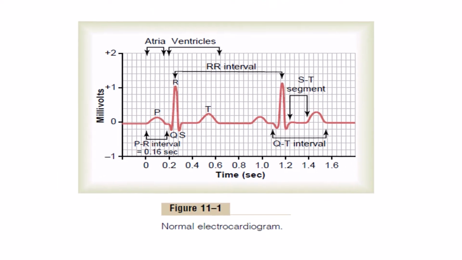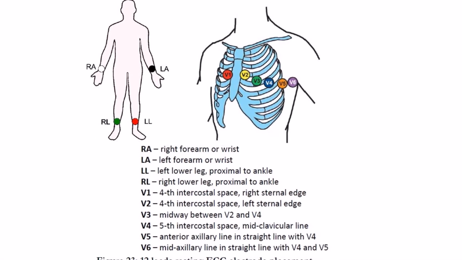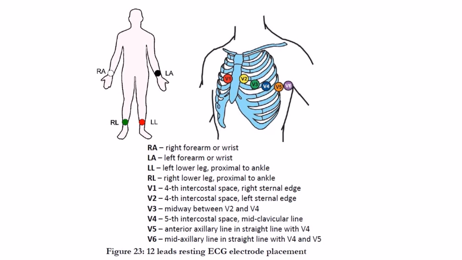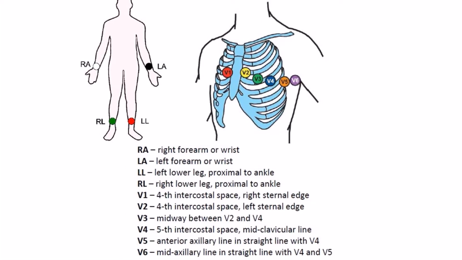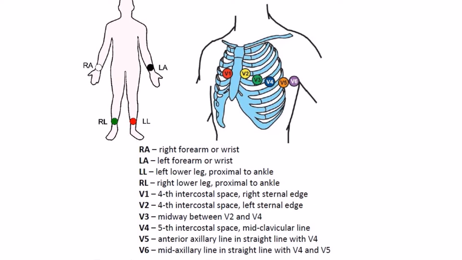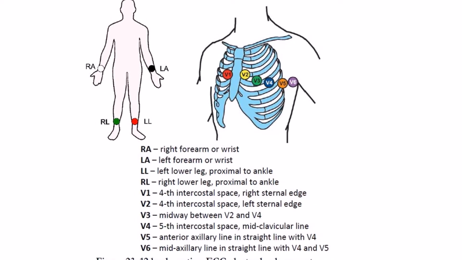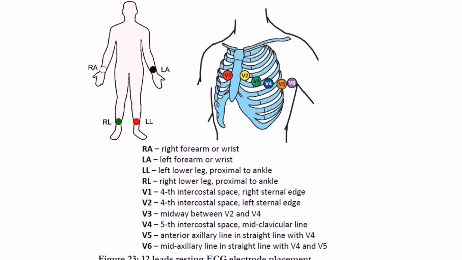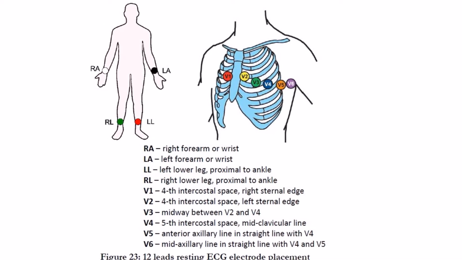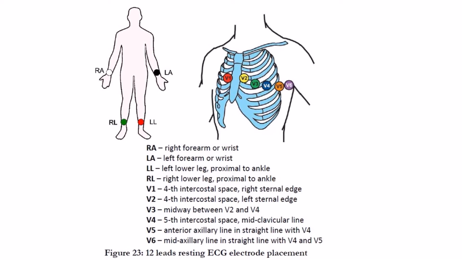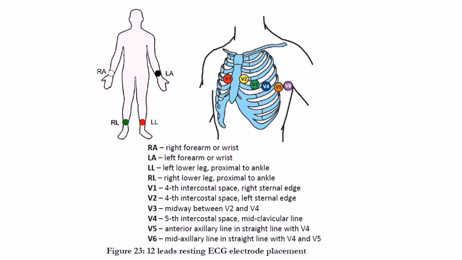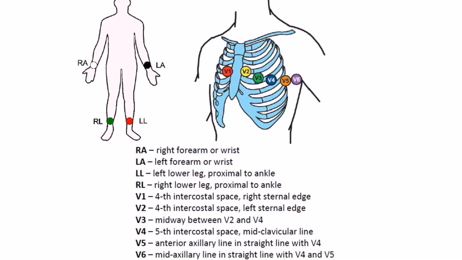Go through it. In this slide, you can see the electrodes and where they are placed. RA, that is right arm. The right forearm or wrist is the correct place to place the electrode. LA, left forearm or wrist. The left arm is the correct place where we want to place this electrode. LL, left lower leg proximal to ankle. RL, right leg, right lower leg proximal to ankle.